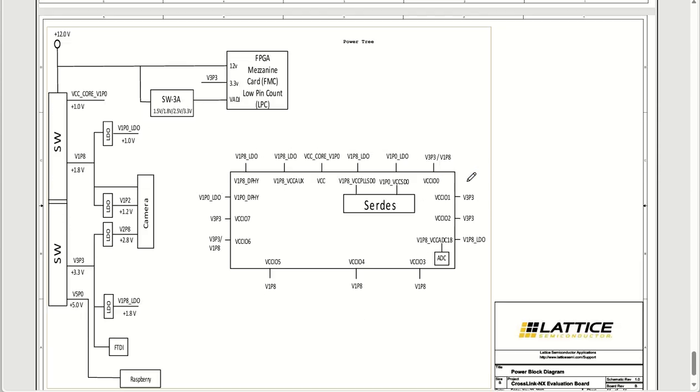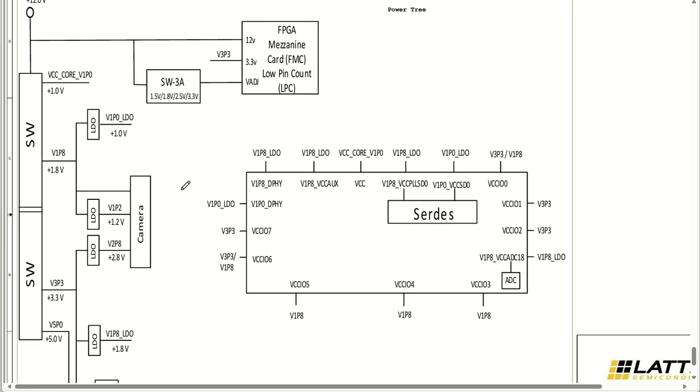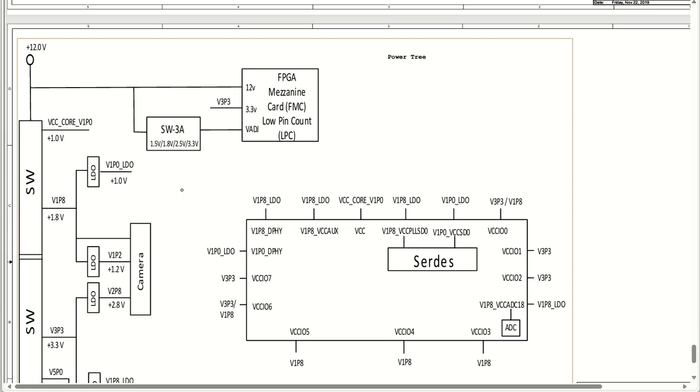Now the most important part is this one, the power supply tree. In the power tree, what you can see is we have 12 volt input here. Now what is going to happen? This 12 volt directly is going to go to my FMC low pin count. In that you can see we have 12 volt, we have 3.3 volt, and we have adjustable voltage which we saw, right? There was a regulator which was setting 1.5 volt, 1.8, 1.5, 2.5 and 3.3 volt. So all that voltage is going to your FMC connector.